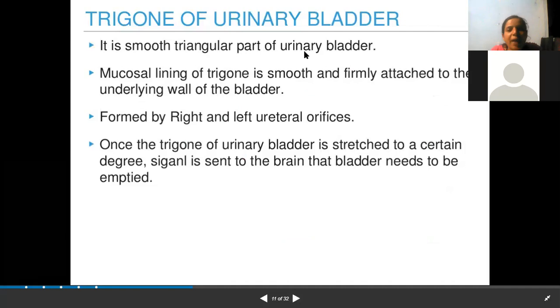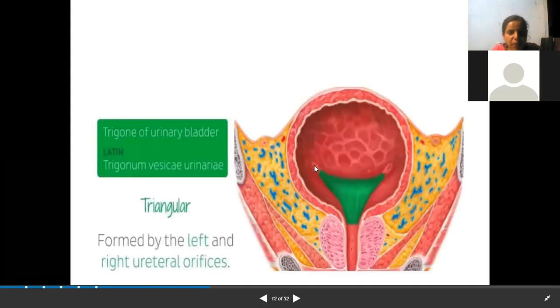It is a smooth triangular part of the urinary bladder. It has a mucosal lining which is smooth and firmly attached. We have seen on either side the openings of the right ureter and left ureter. Their openings are called orifices. So this triangle, I said, has the interureteric ridge. This is one ureteric opening, this is one more ureteric opening. This length is the interureteric ridge or bar of Mercier. In an empty bladder it is 2.5 centimeters. In a stretched bladder the distance is 5 centimeters.